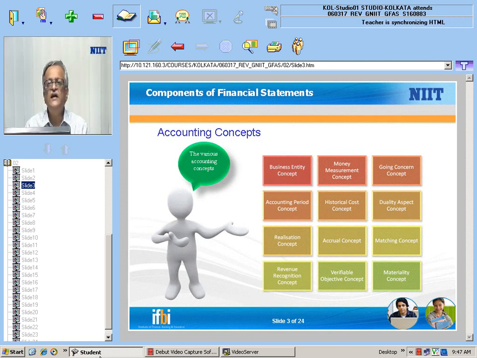The various accounting concepts. What are the various accounting concepts? Business entity, money measurement, going concern, accounting period, historical cost, duality aspect, then realization concept, accrual concept, matching concept, revenue recognition, verifiable objective, and materiality concept. So various concepts are there. Let us study each concept one by one.